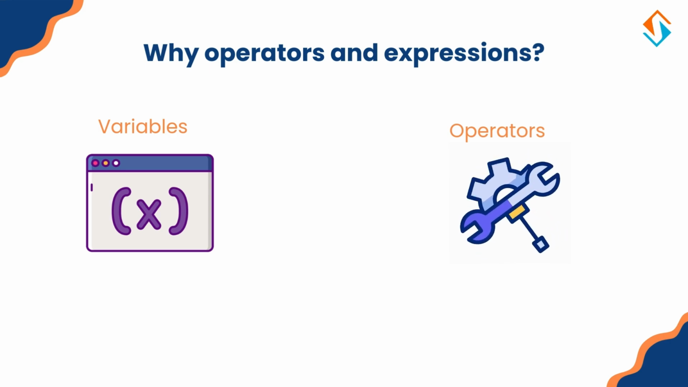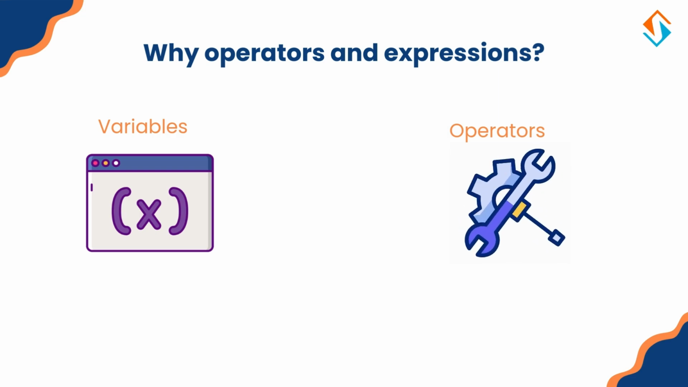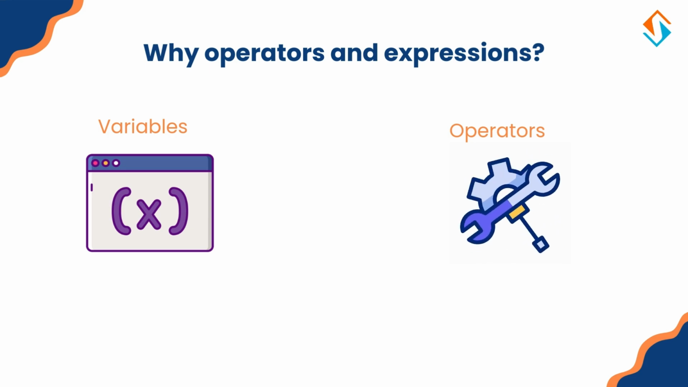Whether you're calculating someone's salary, checking if they're old enough to vote, or making decisions in your code, you're going to need operators and expressions. Let's break it all down. Let's start with the basics. Operators are symbols that perform operations on data, like plus, minus, multiply, or divide.